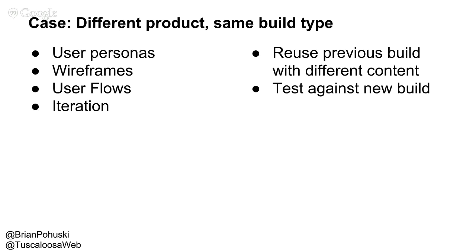So here's an example of a traditional versus fast build. Traditionally, you do user personas, wireframes, user flows, iteration. I'd say to heck with that. Use the same thing that you did with your last one and test it up against something new. Don't spend all your time planning and coming up with new ways to do it, and then all of your time's gone because you've already planned it. Build something new and test it.